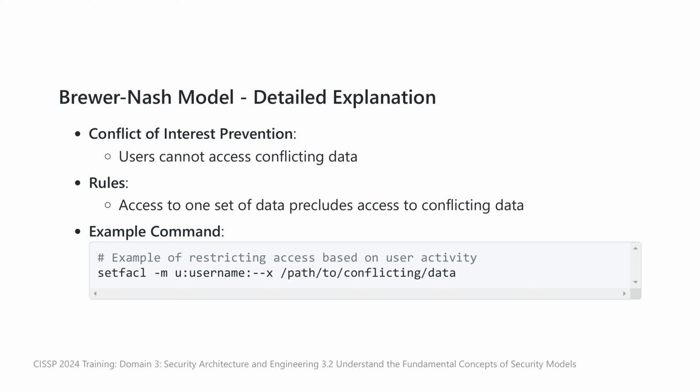A practical example command shows how this restriction might be implemented at the system level. setfacl -m u:username:--- /path/to/conflicting_data. This command modifies the file's access control list, ACL, removing the permissions for the specified user, username, to the path containing conflicting data. In summary, the Brewer-Nash model leverages dynamic access control rules to maintain integrity and prevent conflicts of interest within an organization's security framework.